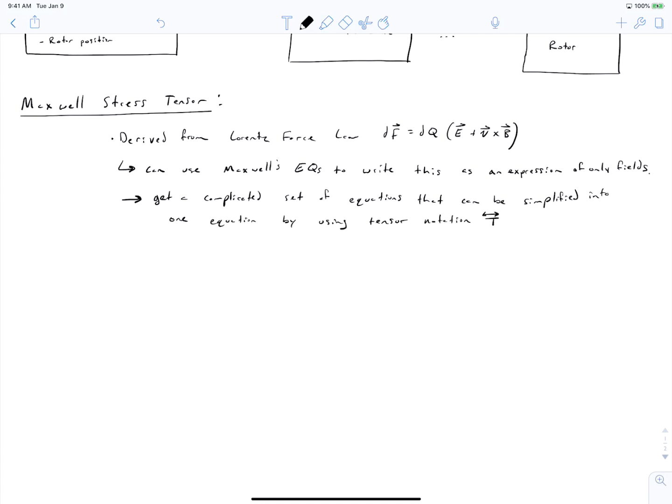And so a tensor is denoted as a vector with an arrow going both ways. And you don't need to worry about memorizing this. We're not going to be using the tensor notation in this class. This is merely giving you the background of where this comes from. And so you'll see by the end of this lecture, we'll have a compact set of equations that apply only to torque and forces produced on an electric machine's shaft. So the result of using Maxwell's equations in the Lorentz force law is that you get a single equation that looks like this.